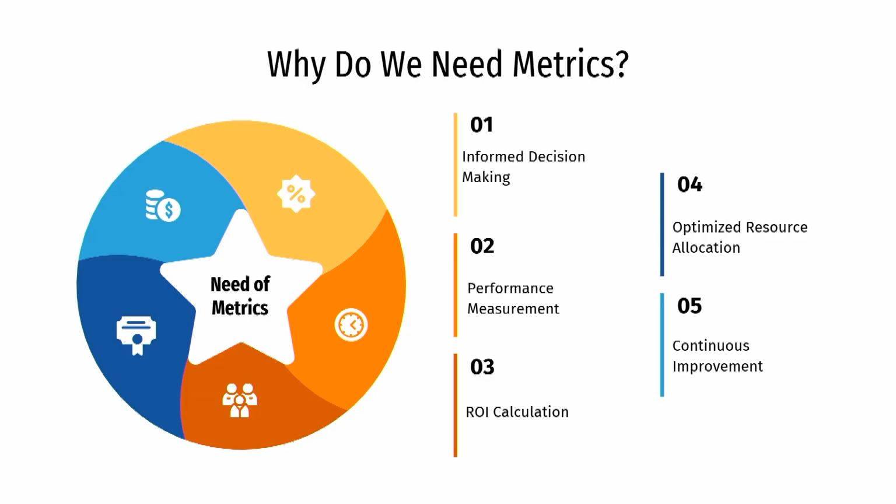Let us say the decrease in advertisement expenditure is resulting in a decrease in market share. So, what corrective action do I have to take? Probably I have to increase my budget for promotional activity. This is what is informed decision making. Metrics is important for performance measurement.